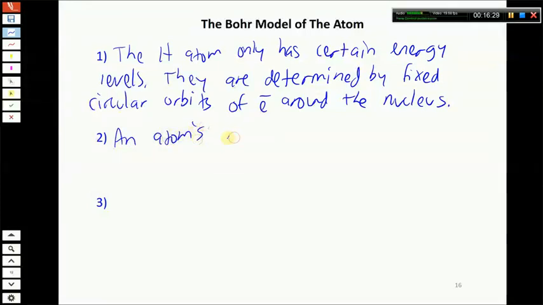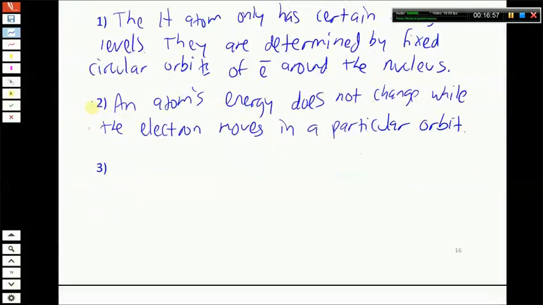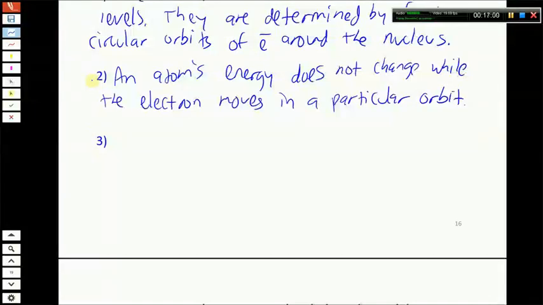the energy of the atom does not change while the electron moves in a particular orbit. So as long as the electron is staying in that same orbit, the atom is stable. It's not changing its energy at all. And then the third point was that the electron can change to another energy level, or as we'll see, to a different orbit around the nucleus, to a different distance from the nucleus.